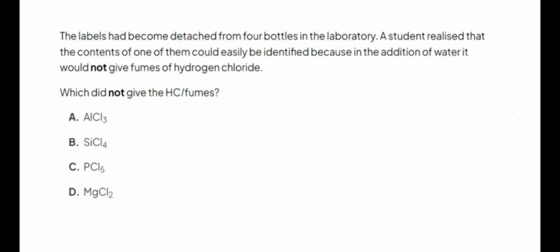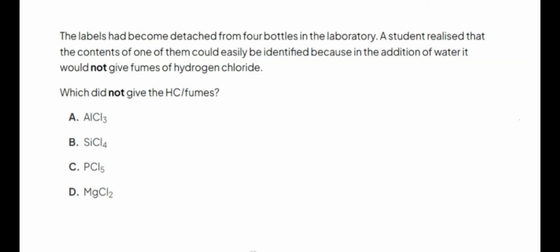In this video, we are going to solve past paper questions from the unit Chemical Periodicity. Let's look at question number 1, which says, the labels had become detached from 4 bottles in the laboratory. A student realized that the contents of one of them could easily be identified because on the addition of water, it would not give the fumes of hydrogen chloride, which did not give the HCl fumes. Let's look at the options.